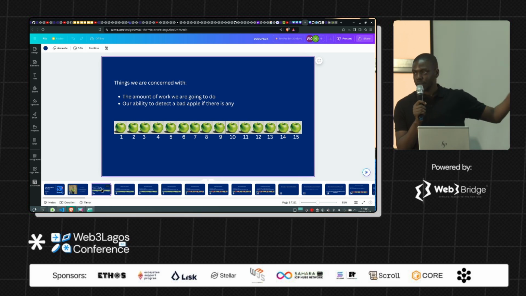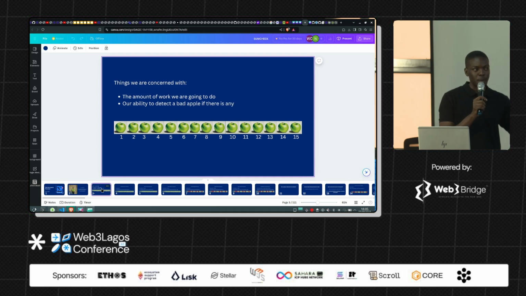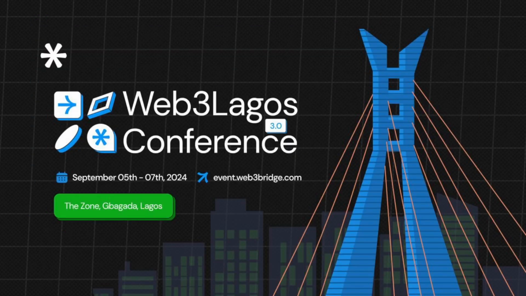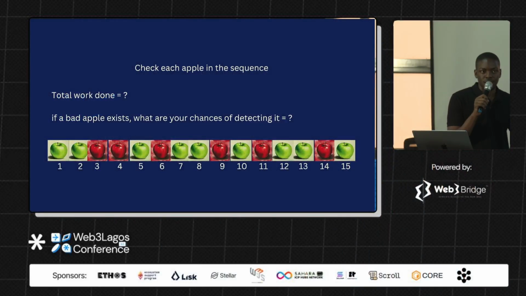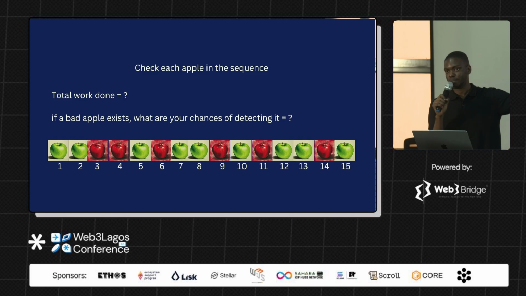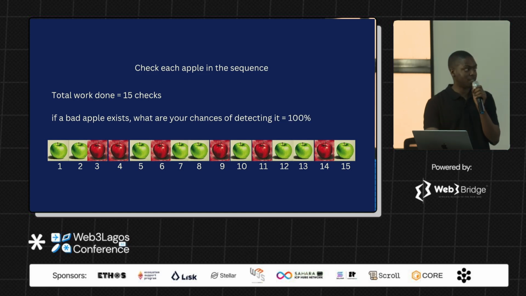Now, in this scenario, using the same strategy, how much work will be done? How much work will need to be done to determine if there's an apple that is red here? With the same strategy. So, in the worst case scenario, 15, right? We'll still have to check each and every single one of them. Does that make sense? And if there's a red apple, are we going to be able to detect it? So 100% certainty, right? So it's still the same. 15 checks, 100% certainty. So we're good.